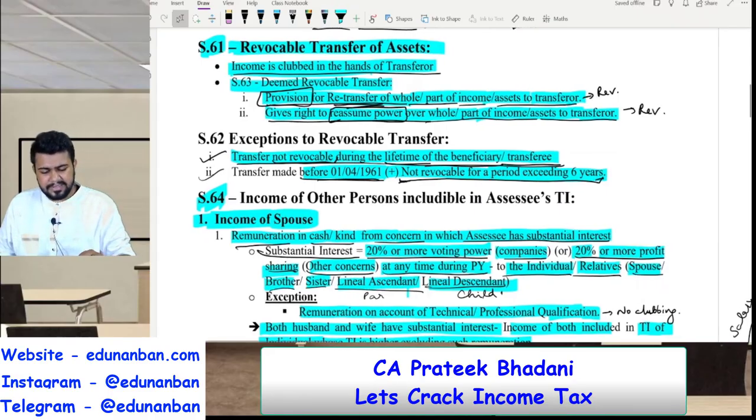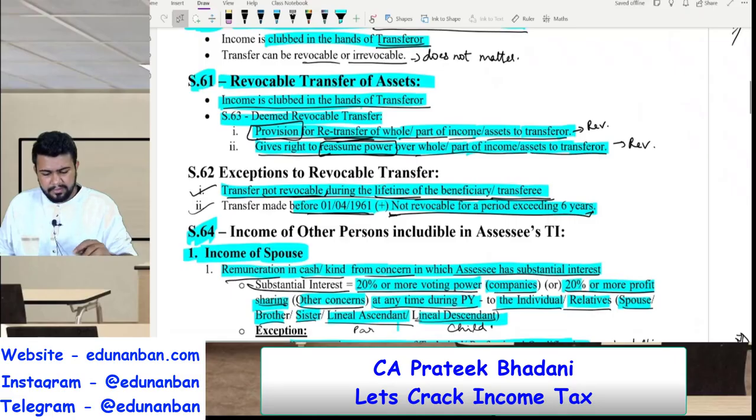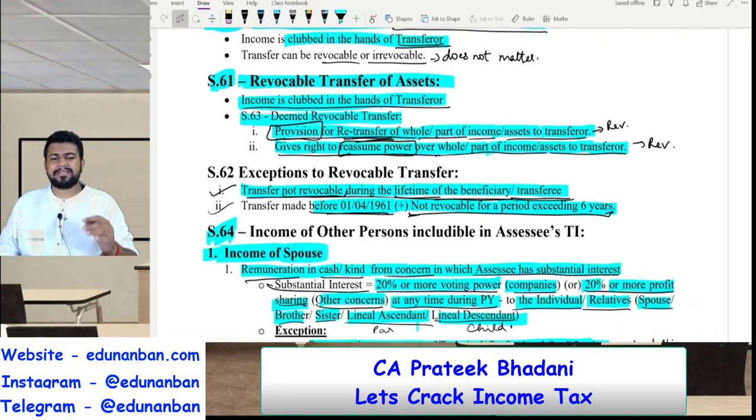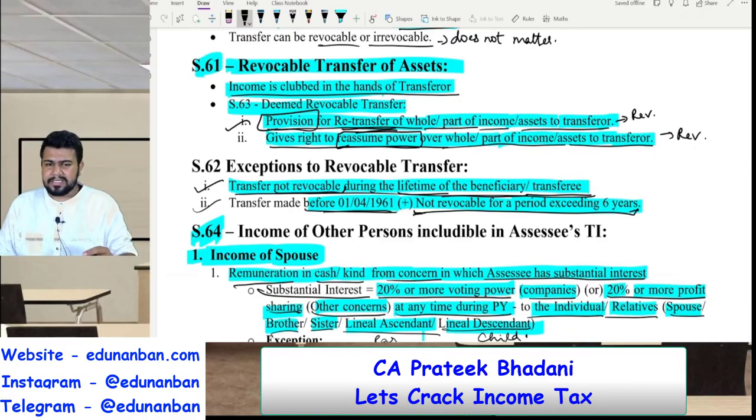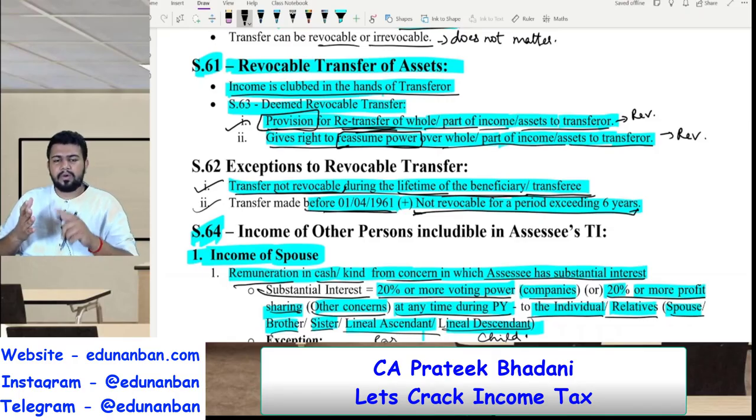So revocable transfer is the transfer where the asset or the income from the asset comes back to the transferor because of any condition. What are the examples of revocable transfer? Number one, where in the contract itself there is a provision for retransfer of whole or part of the income or whole or part of the assets back to the transferor. So if I am transferring an asset and in the contract itself I have written that the asset will come back to me, it is called revocable transfer.